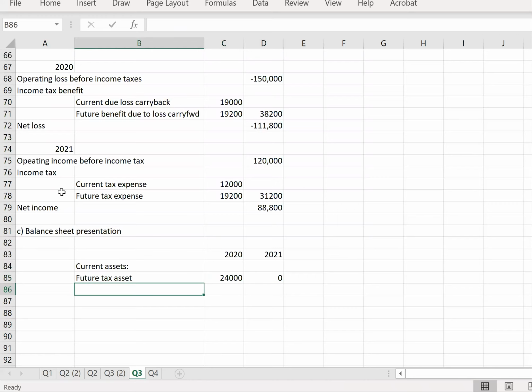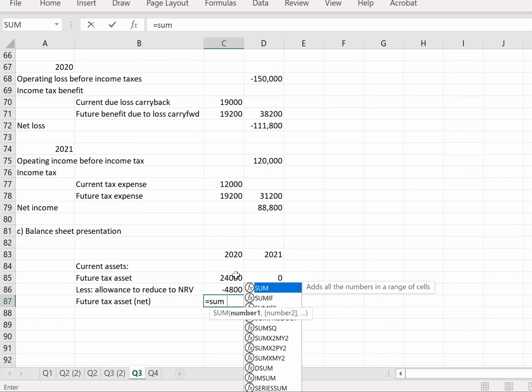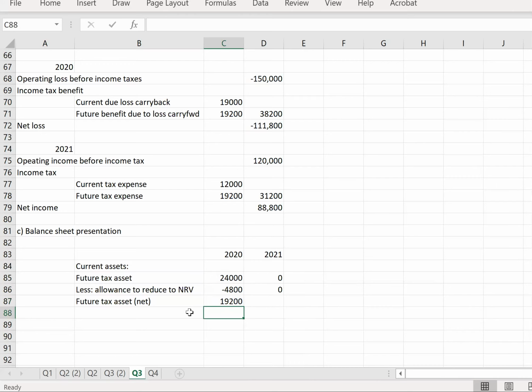And then we also need to show less allowance to reduce to net realizable value. So we're going to show this 4,800 here. Nothing here, of course. Then I'm going to show my future tax asset, and that would be the sum of these two things. That's what my balance sheet would look like. I would show the allowance separately from the future tax asset so that the reader of the financials can understand that the future tax asset is actually 24,000 when I'm carrying forward, but that I do have an allowance against it.